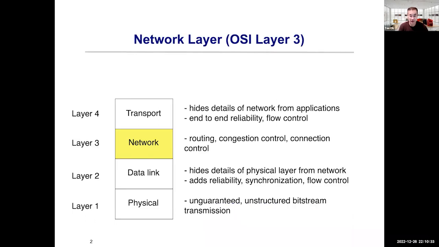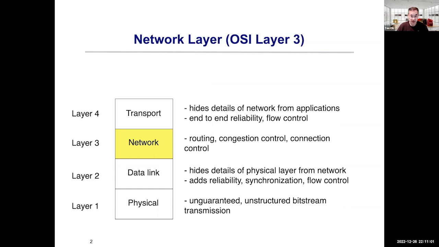This talk is about the network layer. The network layer is located at OSI layer number 3. As you can see here, there is the physical layer and the data link layer. The data link layer is something like Wi-Fi or a local area network, which uses MAC addresses, right? And the network layer is a very important function within the internet.